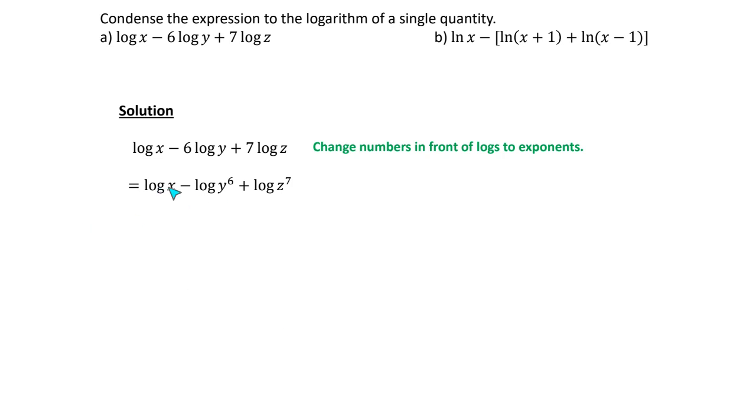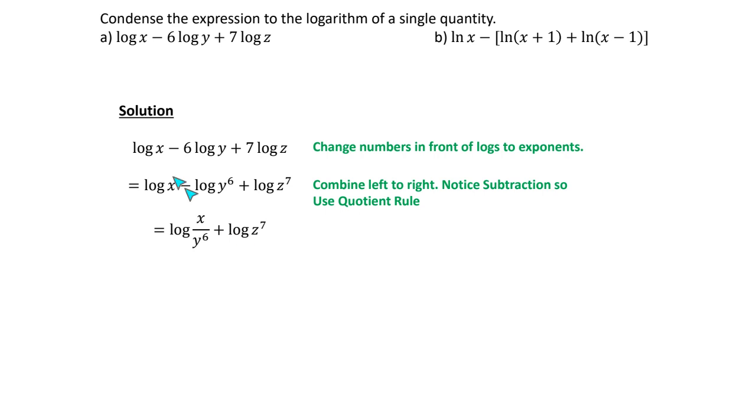And now the first log is being subtracted from the second log. So since you have subtraction, that means that we're going to change it to division using the quotient rule. So we're going to have x divided by y to the 6. And then I have plus log base z of 7. Since I have addition, then I'm going to combine them using the product rule, which means we're going to be multiplying. So we're going to have x divided by y to the 6 times z to the 7th. Simplify. So we end up with log of x times z to the 7th divided by y to the 6. And that would be our condensed expression. Okay, let's try B.